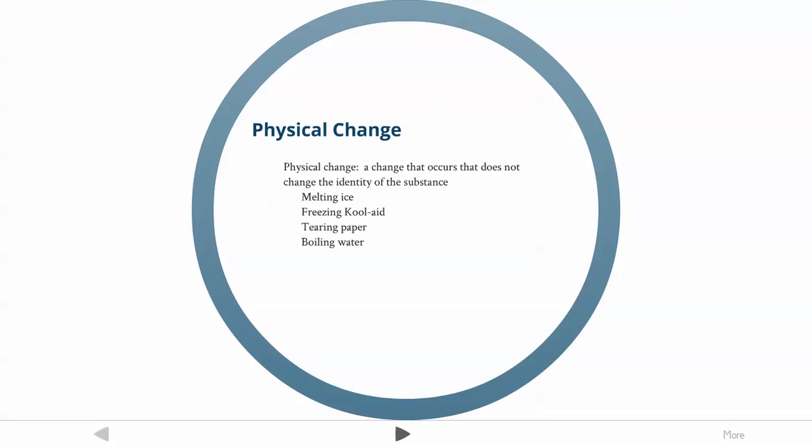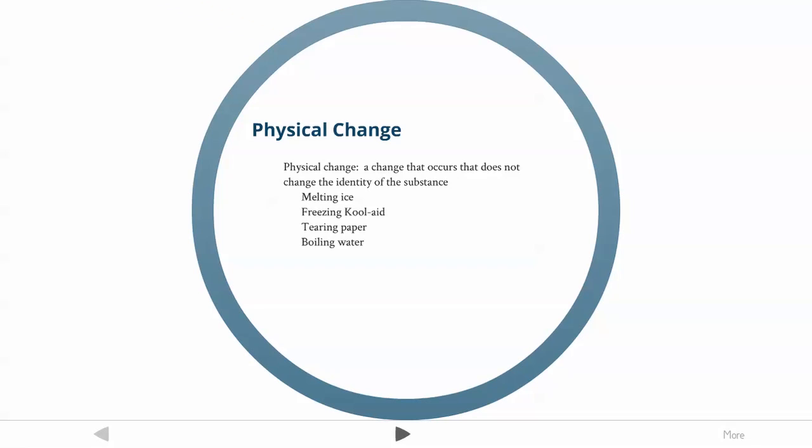A physical change is a change that occurs that does not change the identity of the substance. Melting ice, freezing Kool-Aid, tearing paper, boiling water. Phase changes will always be physical changes. Physical changes are pretty easily reversible. You can always refreeze that water back into ice. Paper tearing, I guess you can't put it back together without tape and other stuff, but it's still paper. Okay. Physical changes are like physical properties. They're really easy to observe.